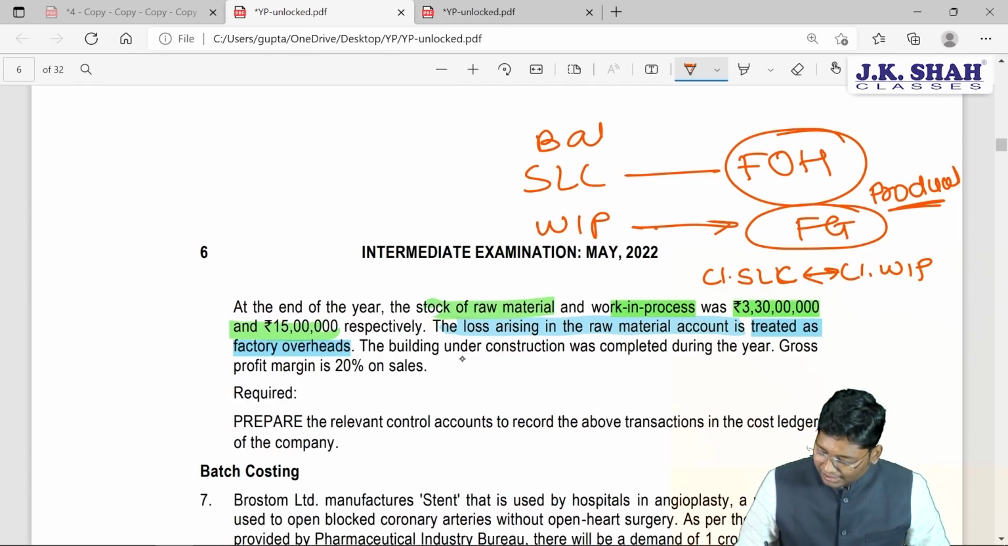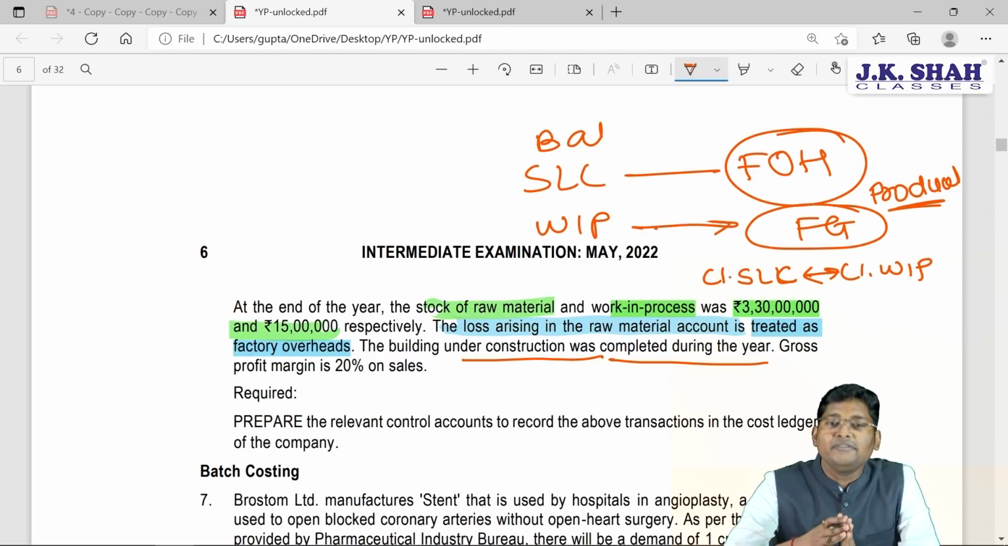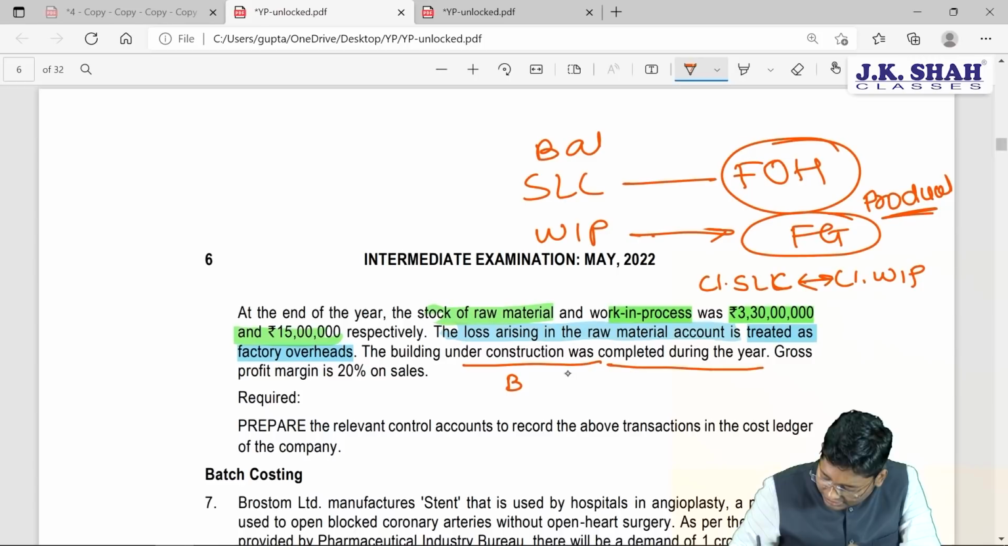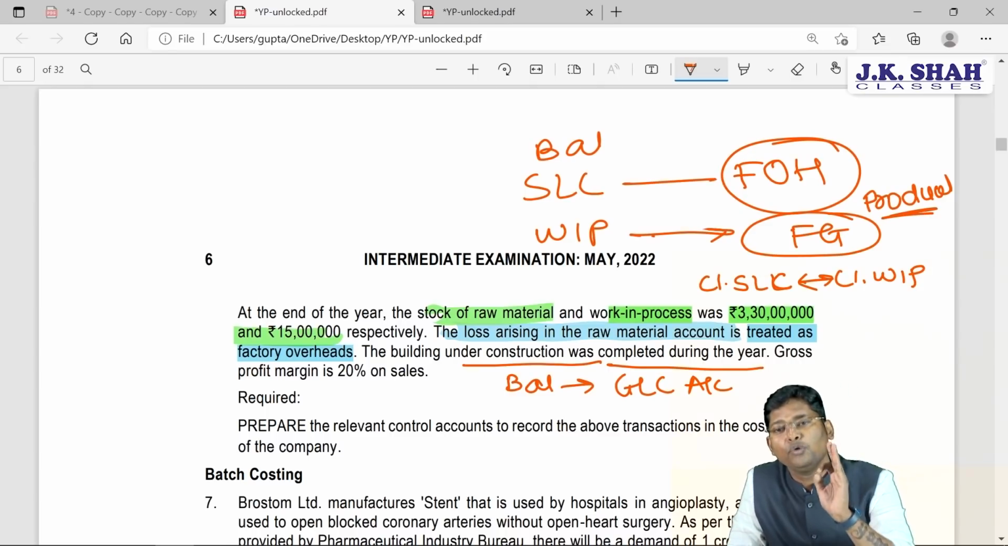The building under construction was completed during the year, which means you are not allowed to carry forward the balance of building construction account. Building construction account balance is to be transferred to your cost ledger control, general ledger control account, because it is specifically mentioned that it got completed during the year.